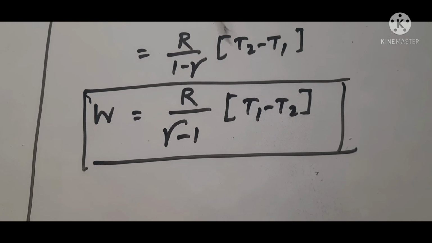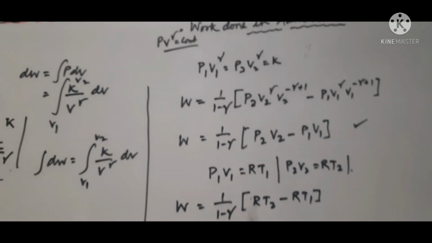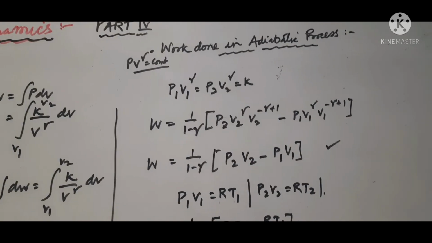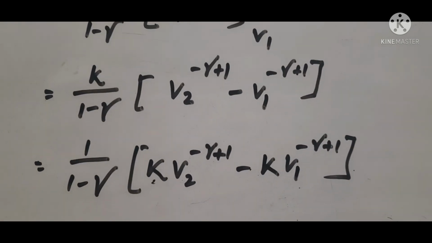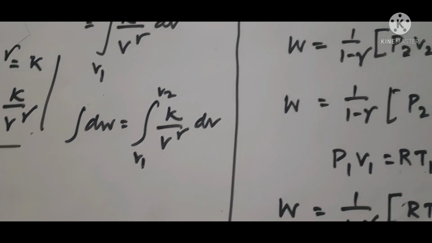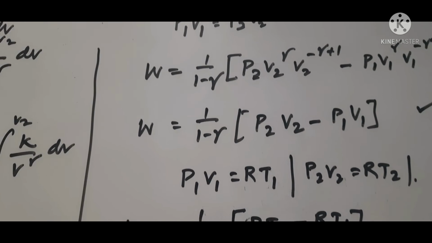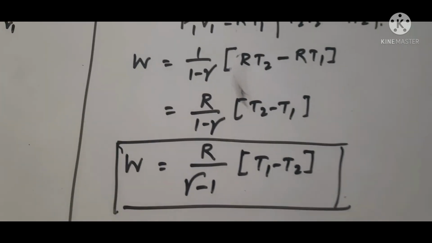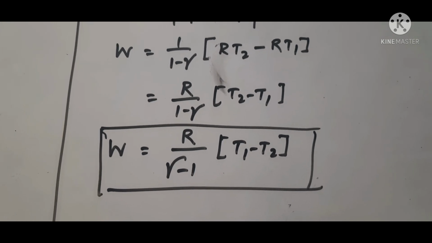Okay, so all the things are clear. For the work expression for the work done in adiabatic process, we are using the same dW. We are integrating it by using PV to the power gamma, that is the equation of the adiabatic process, and ultimately we are getting it here. W is equal to R by gamma minus 1 within bracket T1 minus T2.